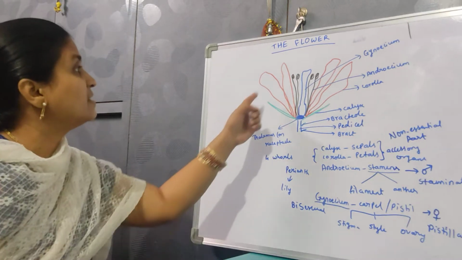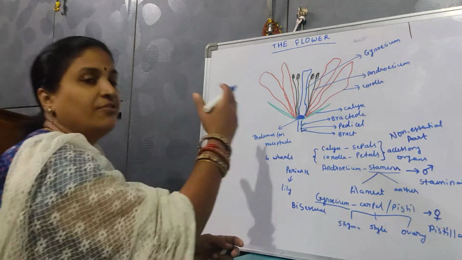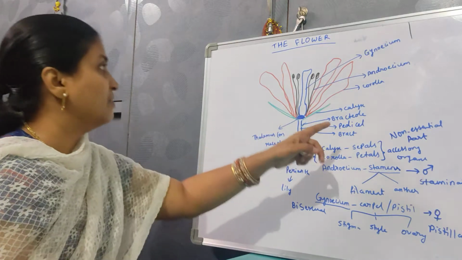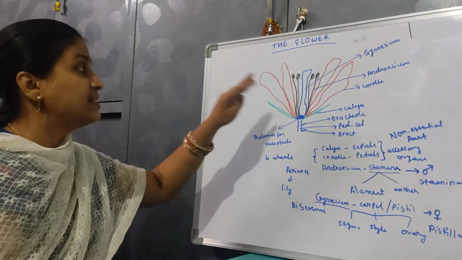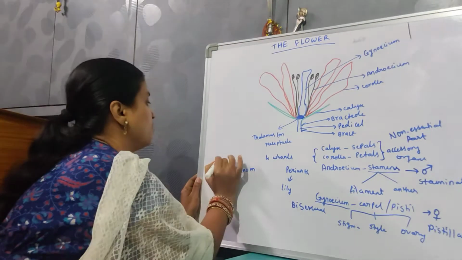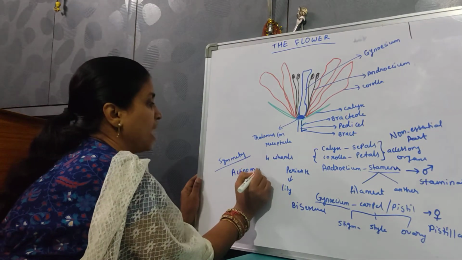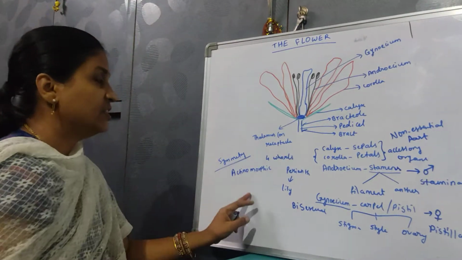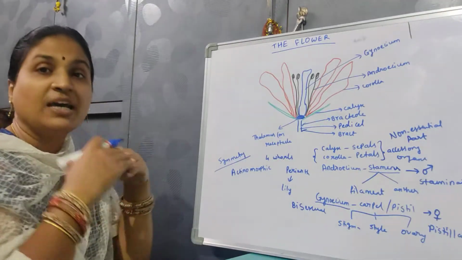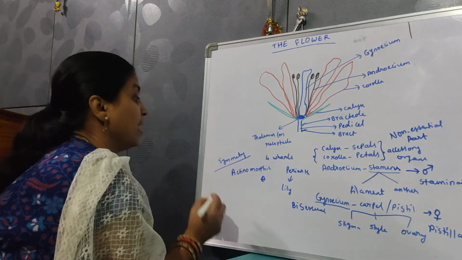Then coming to the symmetry of this particular flower. See, when we cut a flower in any plane passing through the center, such flowers are called actinomorphic flowers. This is the types of flowers based on symmetry. So actinomorphic flowers: when a flower can be cut in any plane passing through the center into two equal halves, such a flower is called actinomorphic, represented like this.